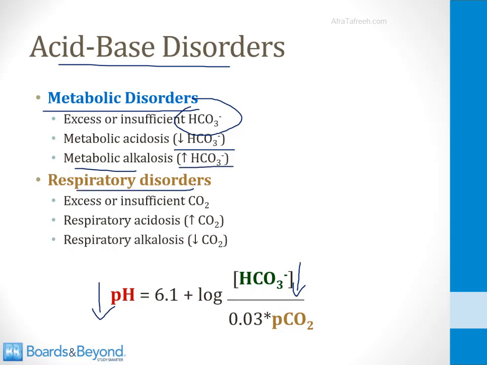Respiratory disorders are related to carbon dioxide, and carbon dioxide is in the denominator of the Henderson-Hasselbalch equation. So if there's too much CO2, this will raise this number here, and this will lower the pH by the Henderson-Hasselbalch equation. That is called a respiratory acidosis. In contrast, a respiratory alkalosis is where the carbon dioxide level is too low.